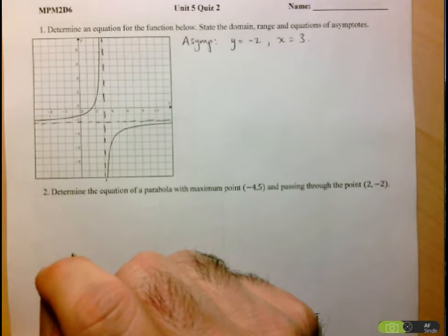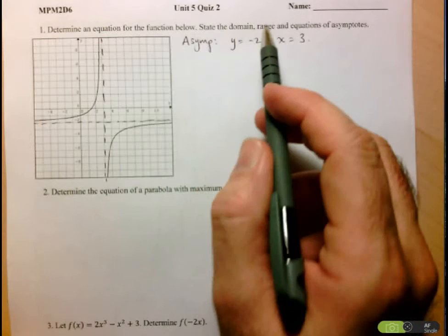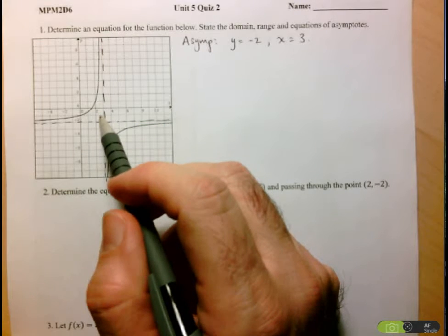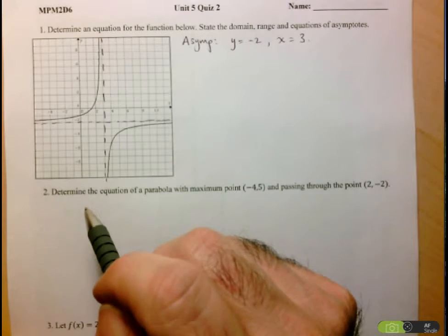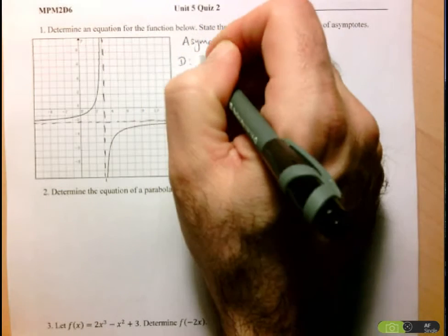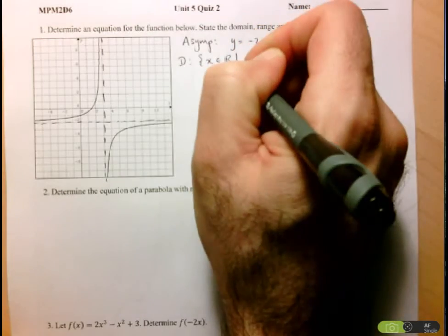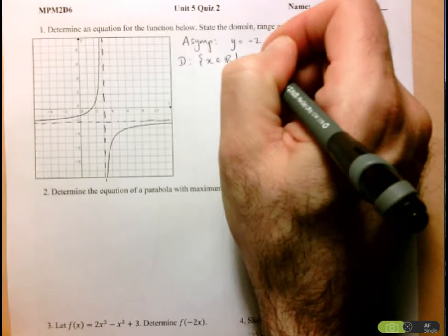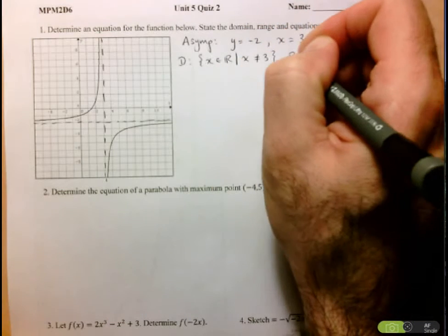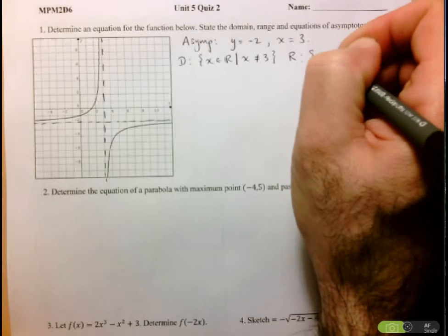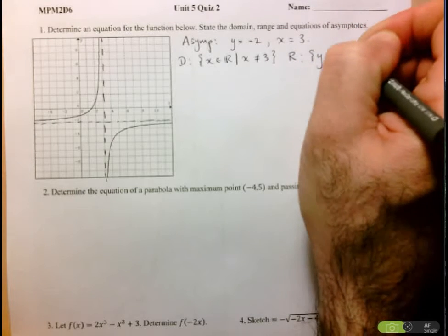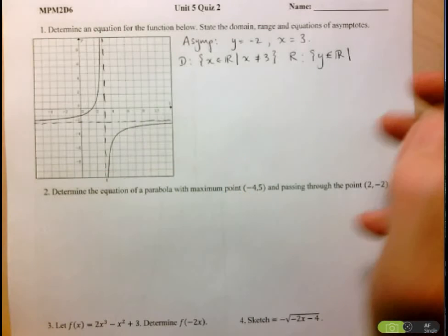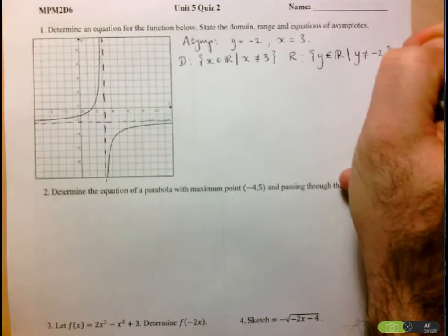Now once you have the asymptotes, you can easily write down the domain and range, because those asymptotes represent the only x and y values that will not be in the domain and range. So for the domain, x can be any real number, and the only one it cannot be is 3. So we can say x not equal to 3. And for the range, similarly, y can be any real number, but the only number it will not take on is where the asymptote lies. So y not equal to -2.